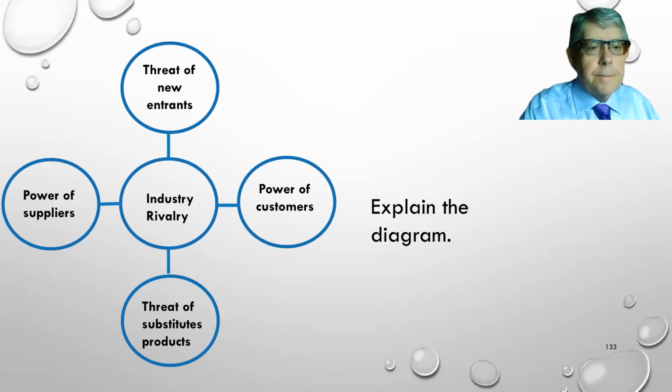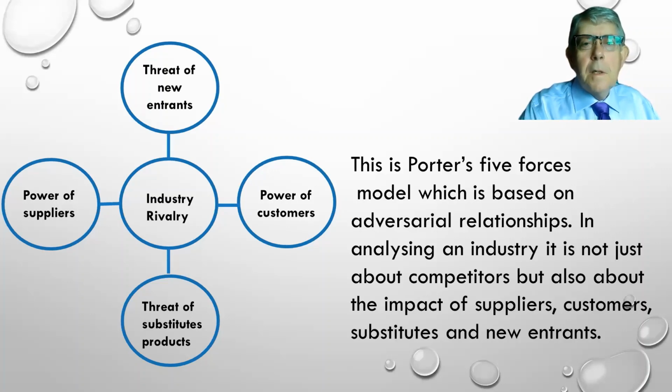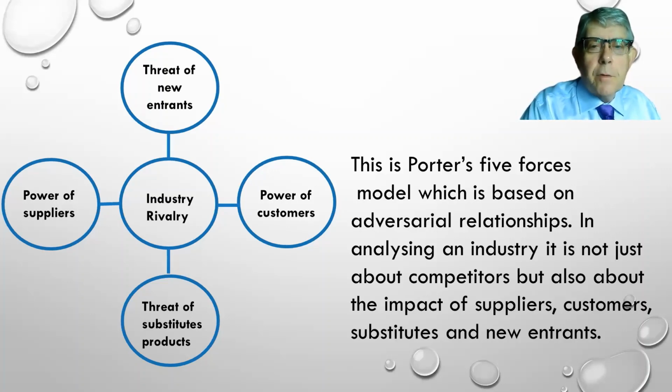Explain the diagram. This is Porter's 5 forces model, which is based on adversarial relationships. In analysing an industry, it is not just about competitors, but also about the impact of suppliers, customers, substitutes, and new entrants.